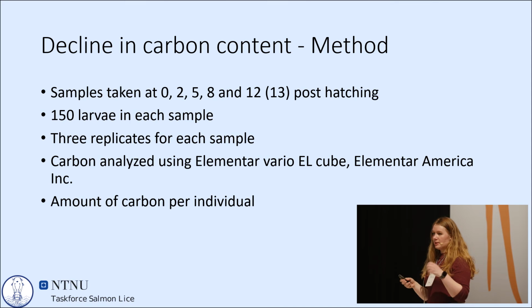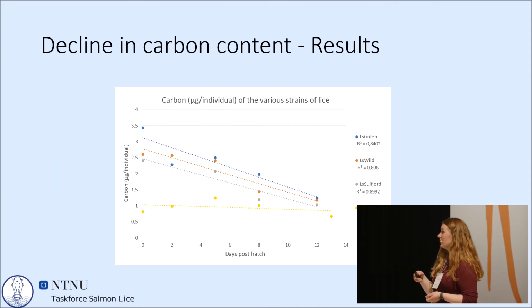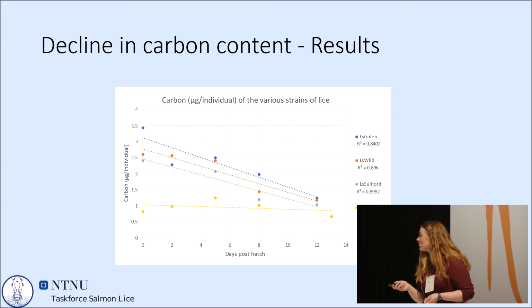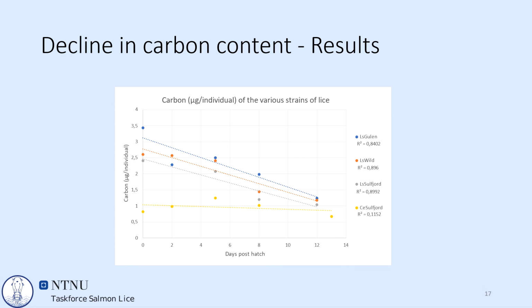So what we did was we picked 150 lice using a pipette, put them in a petri dish with a fine mesh bottom, dried them off, and put them into tin chips and used combustion analysis on an Elementar Vario L-cube to analyze the carbon content in the sample. For the data processing, we used the amount of carbon per individual to calculate. And here you see our results. LS Gulen is blue, LS wild is orange, LS sulfur is gray, and CE sulfur is yellow.